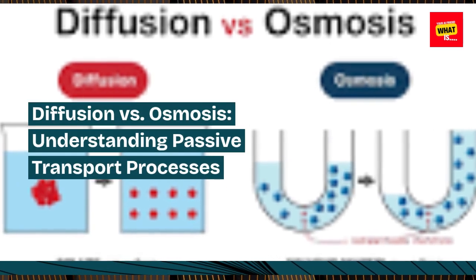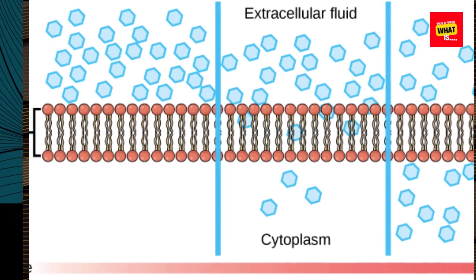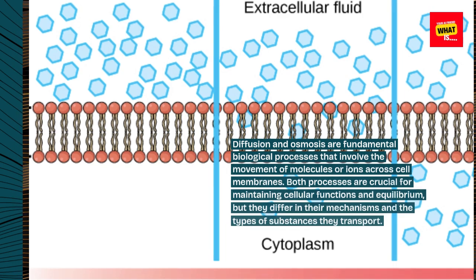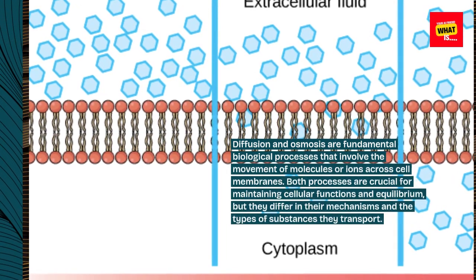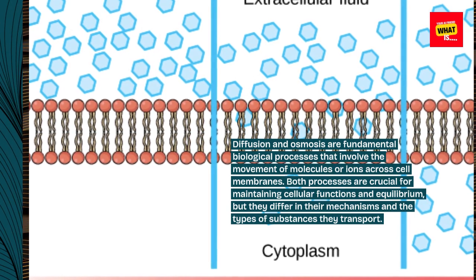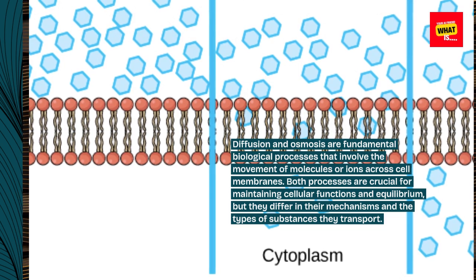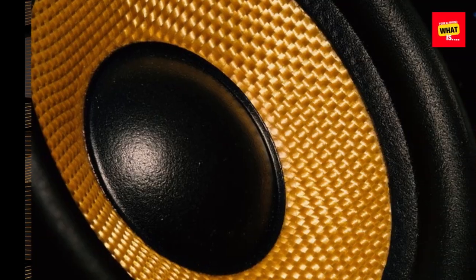Diffusion versus osmosis. Understanding passive transport processes. Diffusion and osmosis are fundamental biological processes that involve the movement of molecules or ions across cell membranes. Both processes are crucial for maintaining cellular functions and equilibrium, but they differ in their mechanisms and the types of substances they transport.